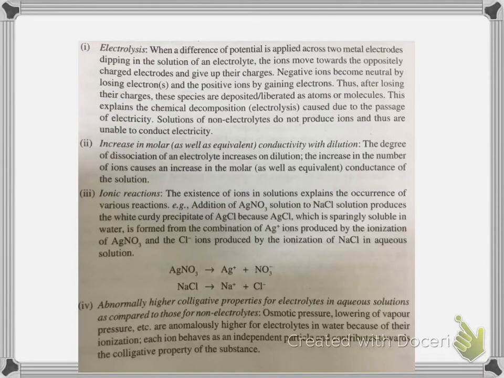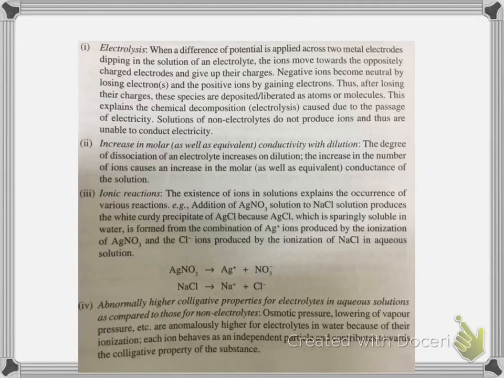With these 9 points, we have concluded Arrhenius' theory of electrolytic dissociation. Now we have to see some evidences supporting the proposals or suggestions of Arrhenius theory.